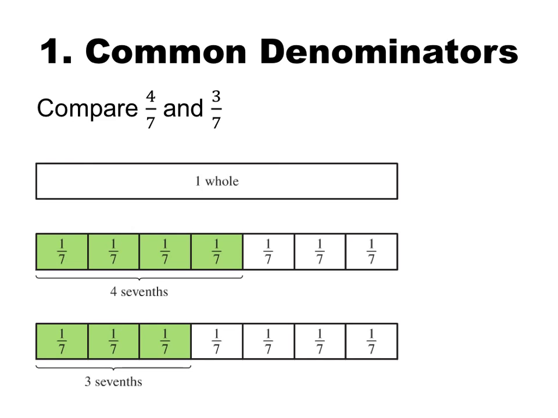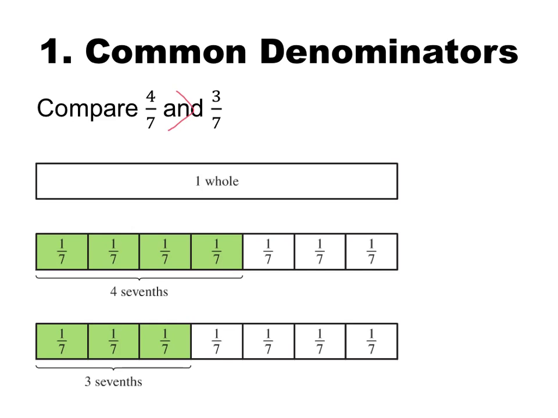So the first technique, common denominators. Let's illustrate why using common denominators works by drawing some pictures. Okay, so let's compare these two fractions, 4/7 and 3/7. We see that they have the same denominators, and so we know that the fraction with the bigger numerator is going to be bigger, and so 4/7 is bigger than 3/7. But now the question is, why does that method work?